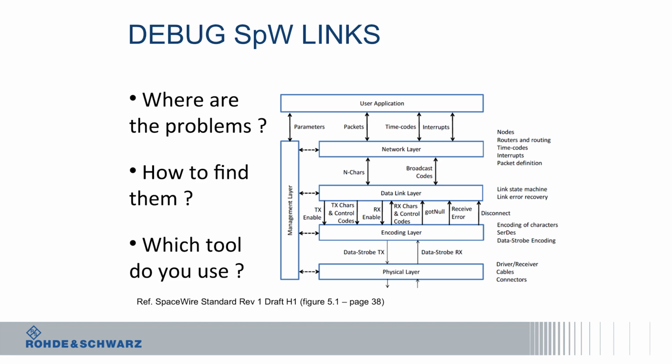In order to debug the SpW link, it's good to understand that you have many levels in the protocol layer. So when you have a problem, where are the problems? How to find them? Which tool do you use? It's usually easier when the problem is only in one layer, and a little more difficult when the problem is in multiple layers.